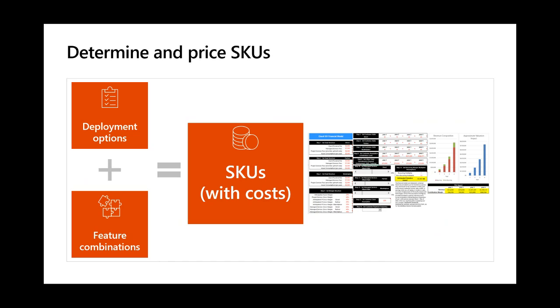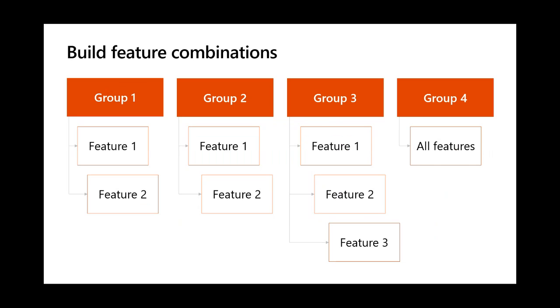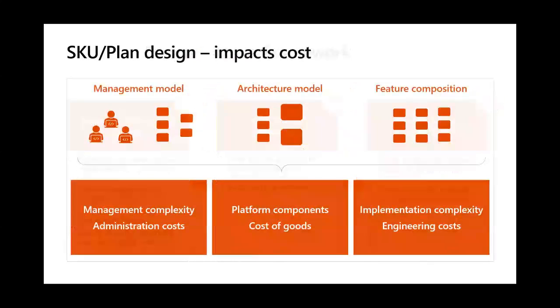Because if you remember, going back to, and I hate to do this, but I will do this, I'll jump back a few slides and look at this. Management model is going to determine the management complexity, thus the administration costs. The architecture model is going to show you the platform components, thus the cost of goods. And then the feature composition is going to be determining, and tie the feature composition and the feature usage with the metering concept I mentioned before.